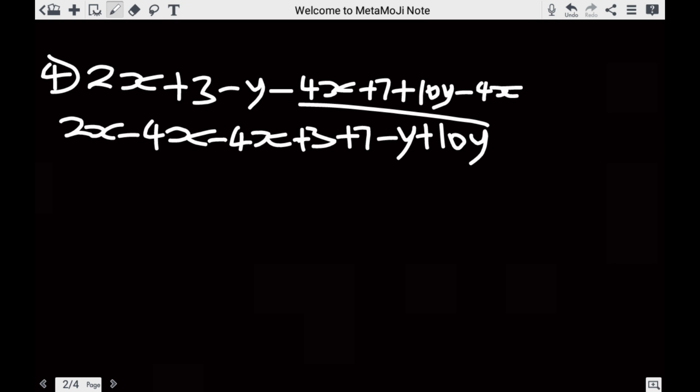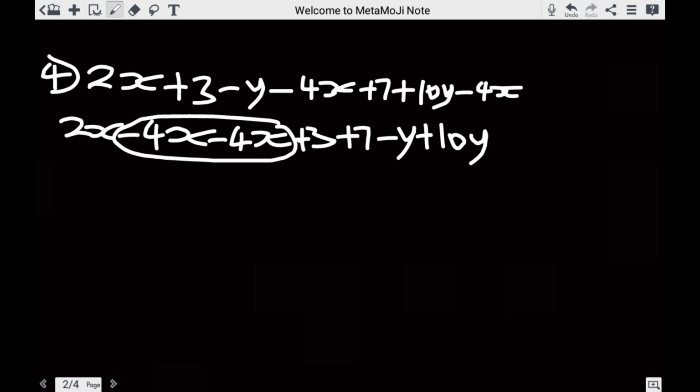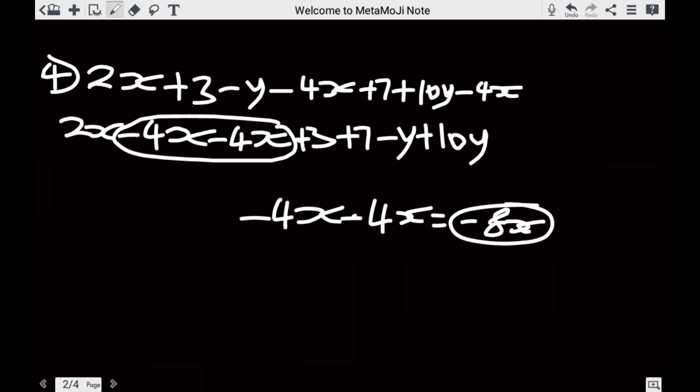So how can we do this one? Let's start with minus 4x minus 4x. Let me write it here. Minus 4x minus 4x will be what? It's minus 8x. I've taught you this before. You choose one among these two signs because they are the same, you write it down, then you add the numbers together. So it will give you minus 8x.